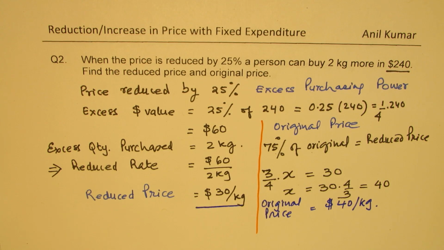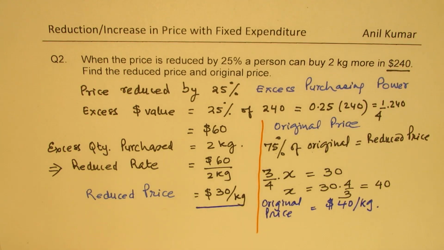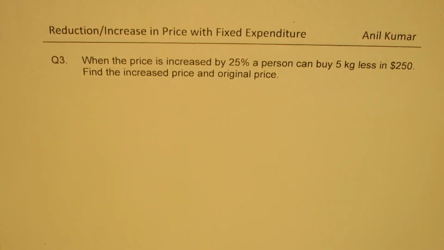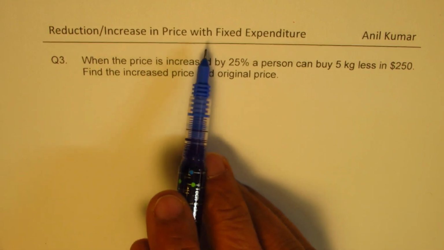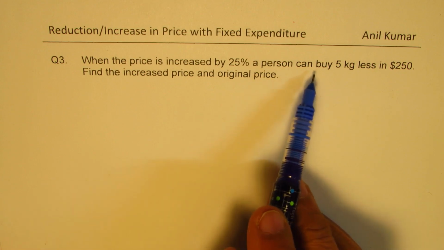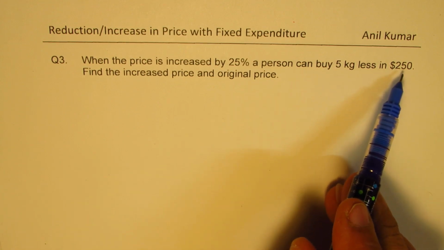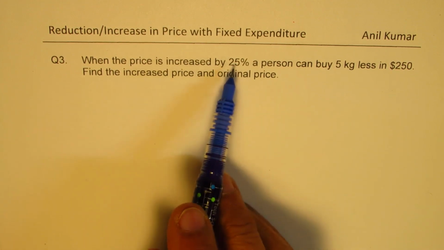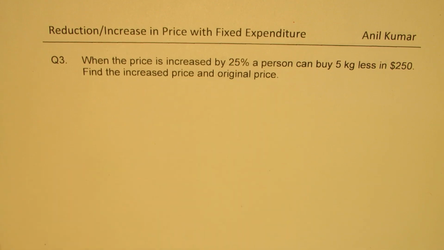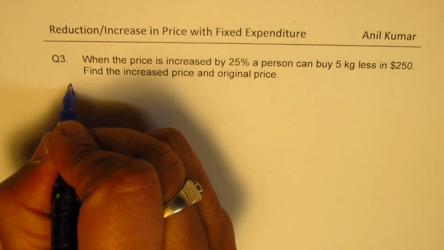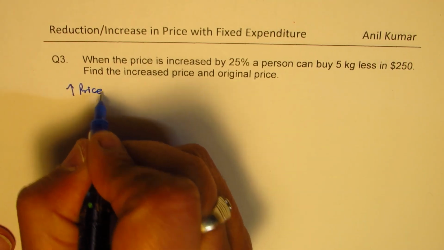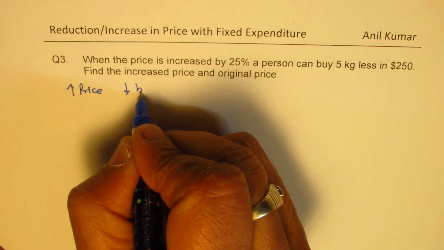So we are only working with the excess amount, and when the prices increase, it is the deprived amount, right? Okay, so let's take another example. This time we are saying when the price is increased by 25%, a person can buy 5 kg less. Find the increased price and the original price. You get the idea, right? So if you increase the price, you buy less.